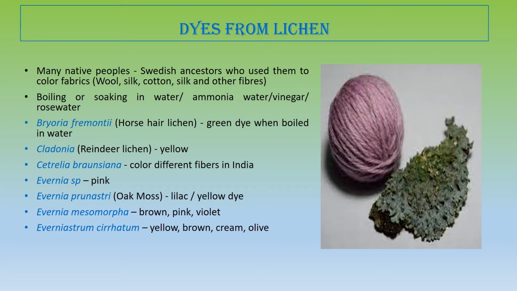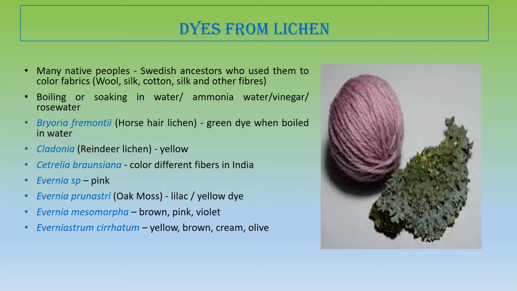Cladonia belongs to Cladoniaceae, and among all the lichens which produce dye, Cladoniaceae and Parmeliaceae are the most common families. Most of the dye-producing lichen species belong to either Parmeliaceae or Cladoniaceae. Other families are also present, but the majority of lichens belong to these two.